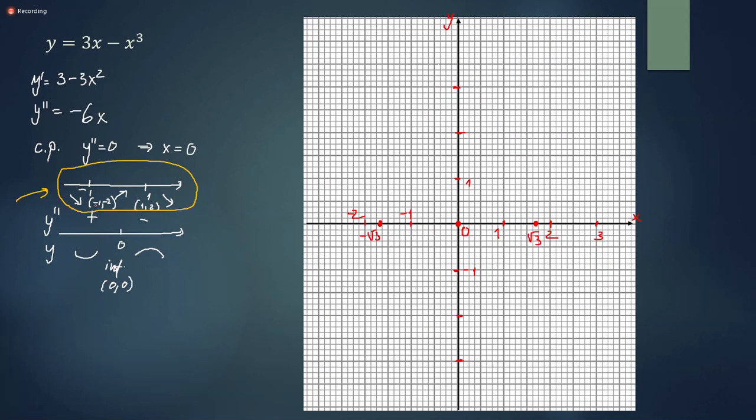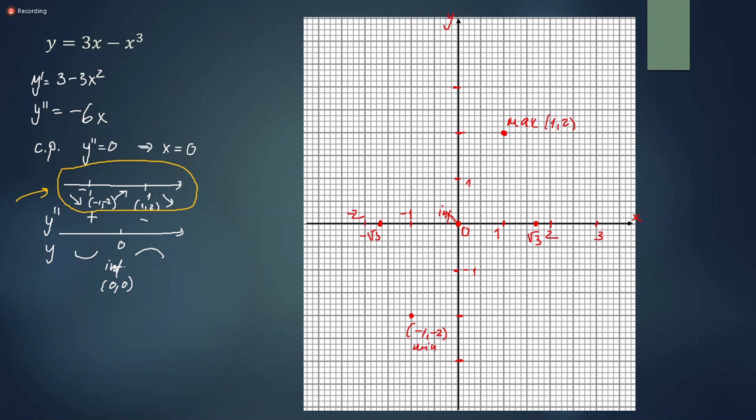So the minimum point, -1, -2, this is the minimum point. And 1, 2, positive values, is the maximum point. And then we have this inflection point at 0, 0. So at this point, we have inflection, this one.